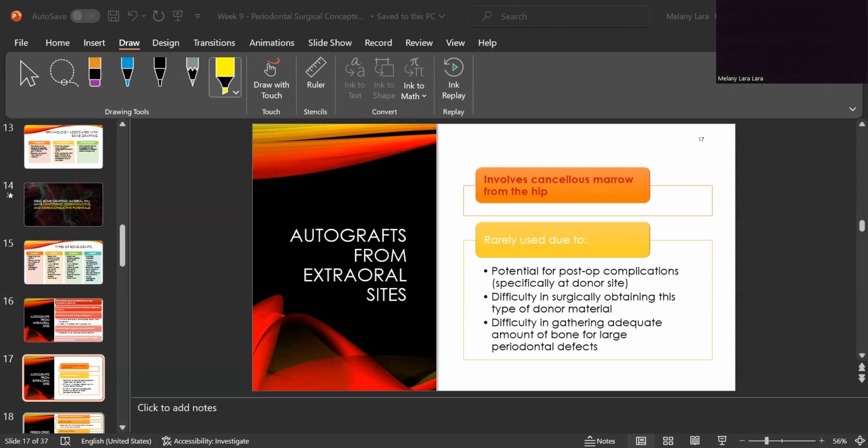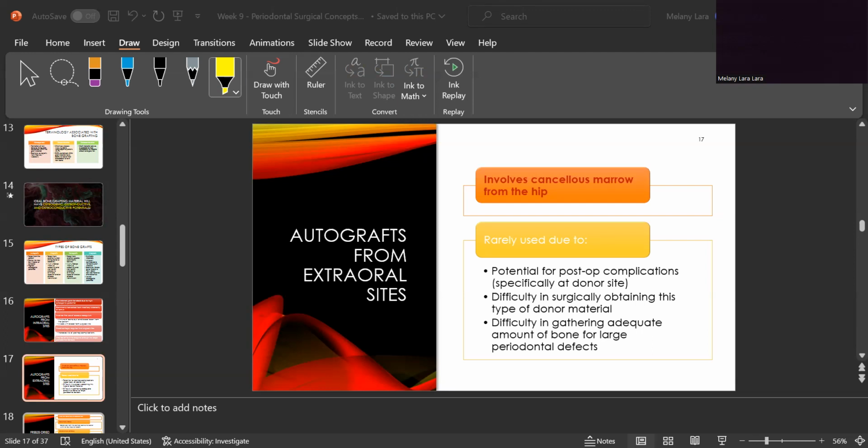And the same thing as I mentioned earlier as well, you have to cultivate that bone from the site. Not very common. Okay. But if we do have an autograft from an extraoral site, I want you to know there are complications associated with it. And you're not going to do this one. This is a very intensive procedure.